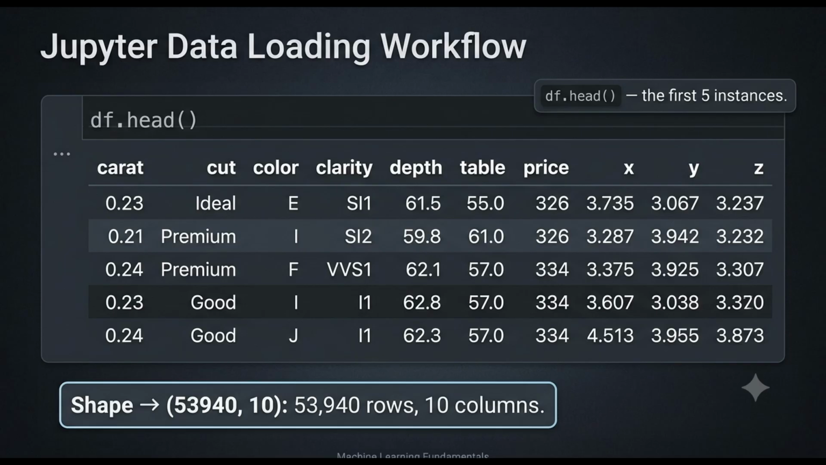There's a command to show the first handful of rows and another to show the last handful. That quick peek tells you the column names, the kinds of values in each column, and whether the data even loaded the way you expected. And the very first habit I want you to build, always check the shape. The shape tells you how many rows and how many columns you have as a simple pair of numbers. The diamonds dataset, for example, comes back as 53,940 rows by 10 columns. Knowing that number up front saves you from 100 confusing bugs later.